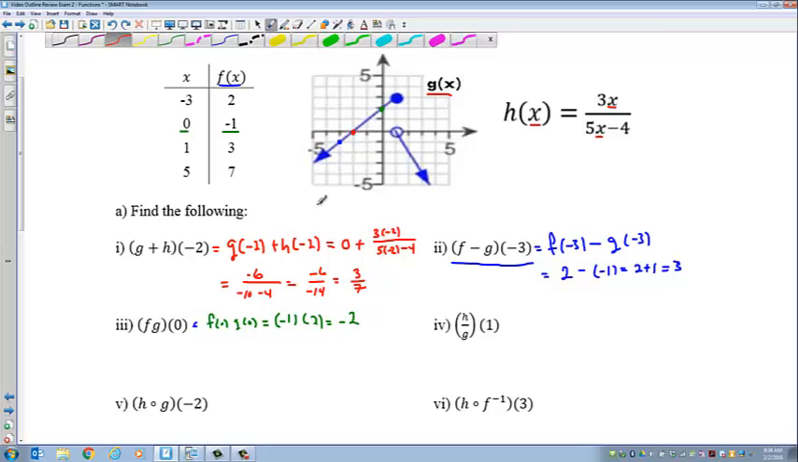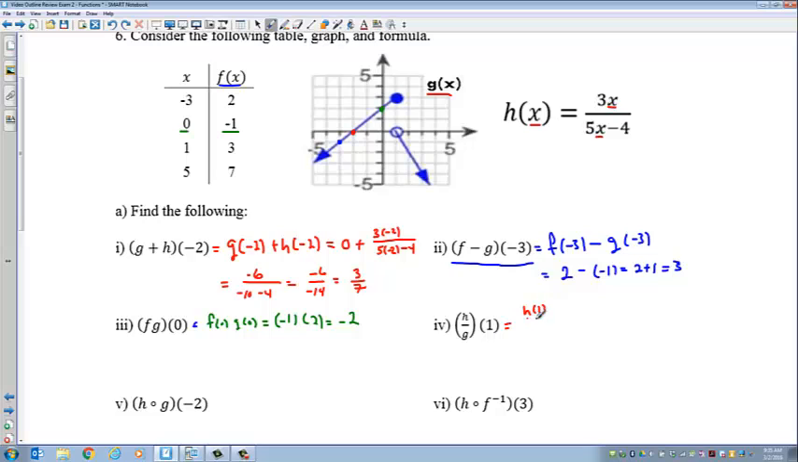And then we come back over here to the right, and we have h divided by g of 1, so that's really h of 1 divided by g of 1, and that's equal to, so now again, you're working with a formula, so to find h of 1, wherever you see an x, you're going to plug in a 1, and so we have 3 times 1 divided by 5 times 1 minus 4, so that's on top, h of 1, and then on the bottom, we have g of 1, so if you plug in 1 into g, what happens?